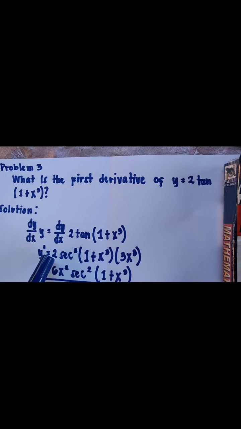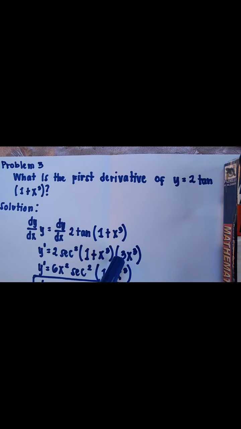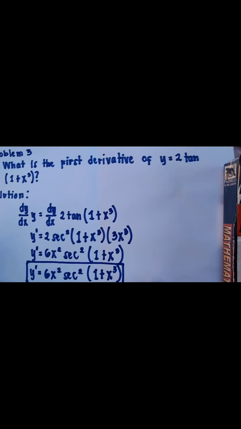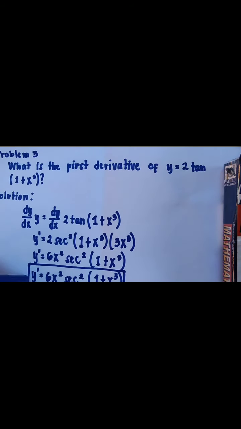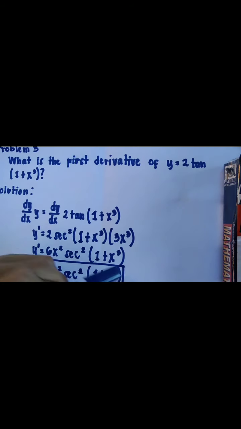So 2 times secant squared times 3x squared becomes y prime equals 6x squared times secant squared of (1 plus x cubed). So the derivative of our problem number 3 is y prime equals 6x squared times secant squared of (1 plus x cubed), sorry.